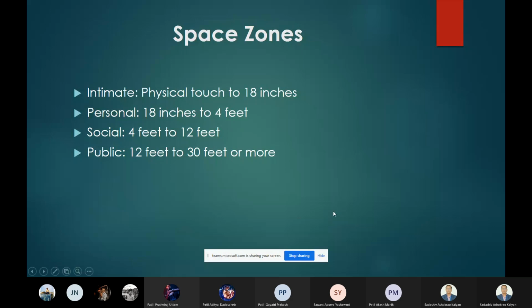And on the contrary, if we are in the social zone, the space distancing should be from 4 feet to 12 feet. The last space zone that we have, the public zone, we maintain a distance of 12 feet to 30 feet or more. So why are these various kinds of space zones given to us? The basic agenda is that we take the experience in all these various zones, whether it is our personal life, our intimate, the social, or the public.